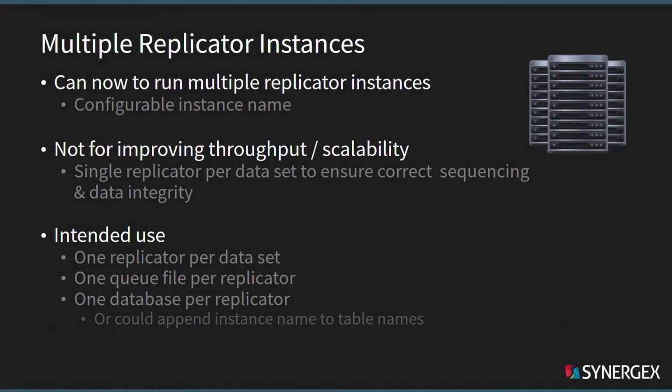Another change we've made recently is it's now possible to run multiple instances of the replicator. A lot of our customers have different data sets on their systems for different companies or different sets of data, whether it's in different accounting entities internally or different customers that they're hosting for or something like that. So now you can run multiple instances. You can apply a name to each instance. This is not a way of improving throughput and scalability within a data set. It's still pretty important that for a given data set you have one instance of the replicator to ensure that you maintain the correct sequence of changes that happen to the database. It really is for if you have completely different data sets for different companies, then you can now have a replicator per data set.